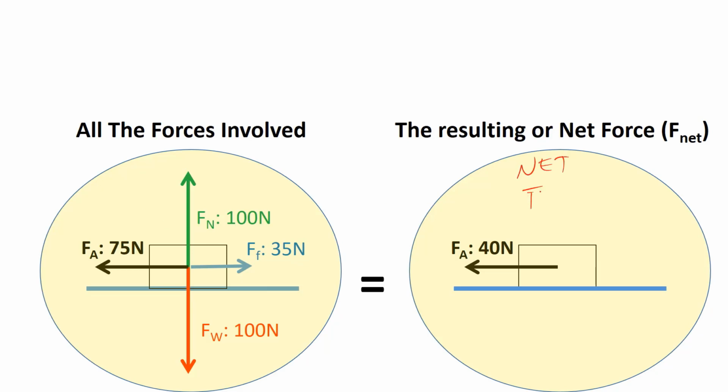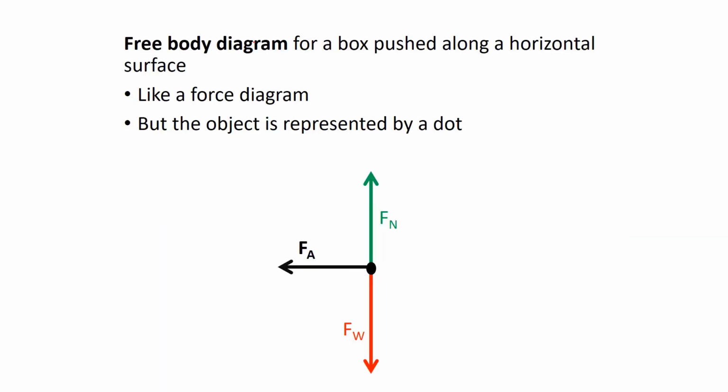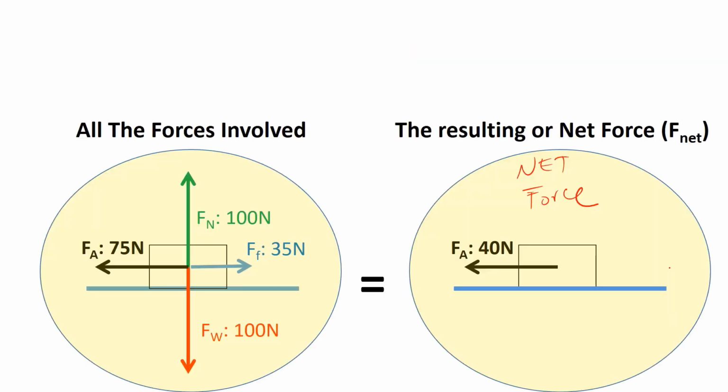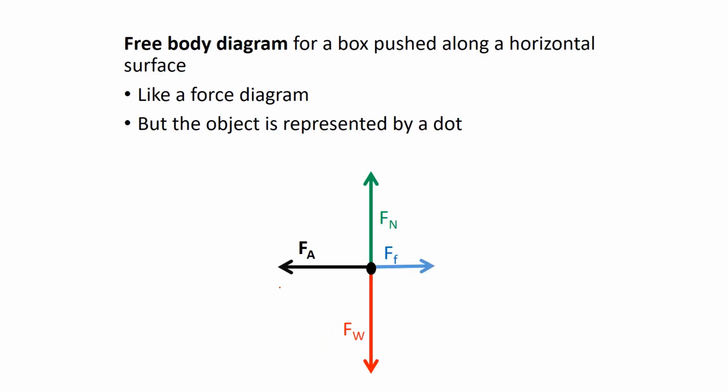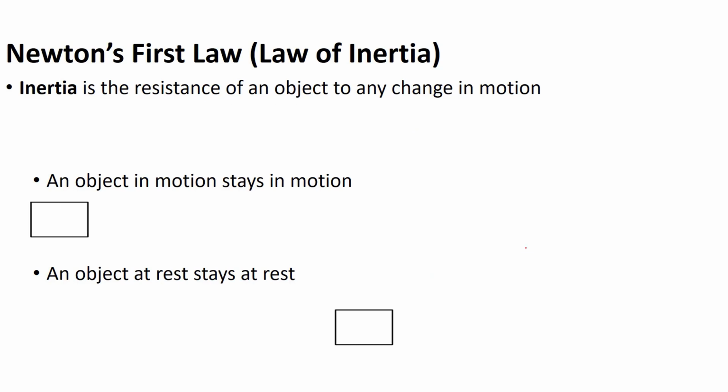Net force right here, which would be 40 newtons. Okay, and then a free body diagram is very similar to a force diagram, but it just leaves out the object and everything else going on. So this would be a free body diagram. Take a look at that right there, this one versus that one. This just has the objects missing from it.